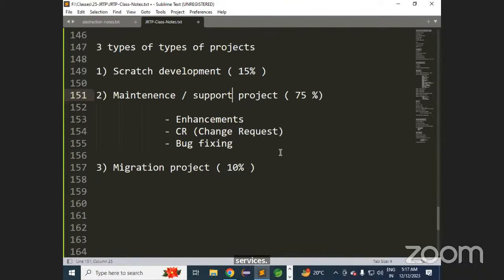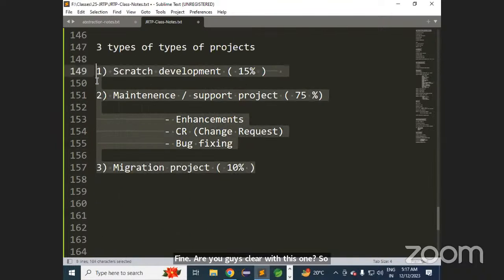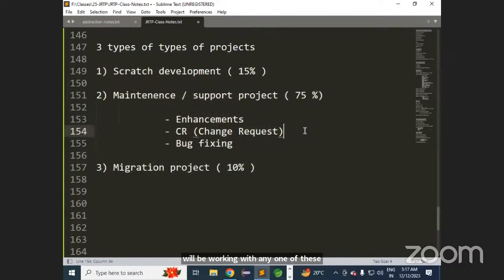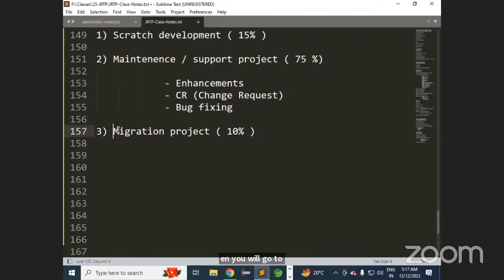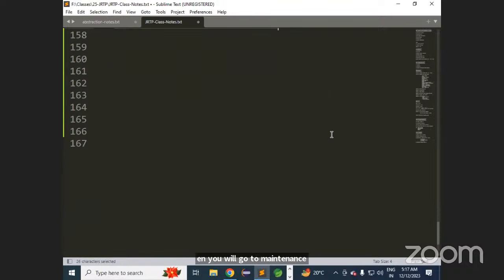So tomorrow you will be working with any one of these projects in the company. If you have good luck, then you will go to scratch development. If you have bad luck, then you will go to a maintenance project. In some rare scenarios, you will go to a migration project. Good, fine. But going is pakka.